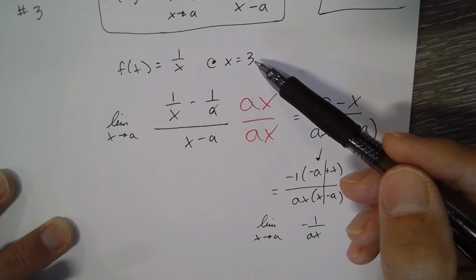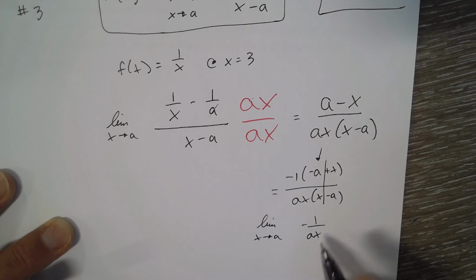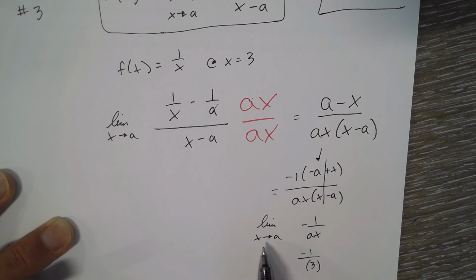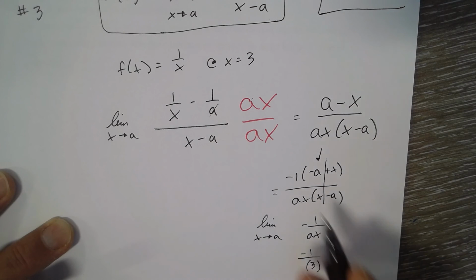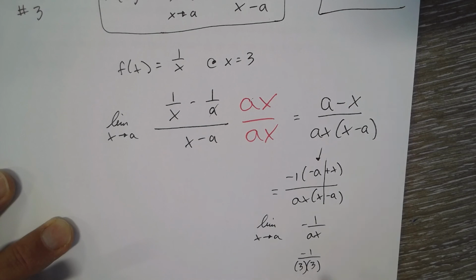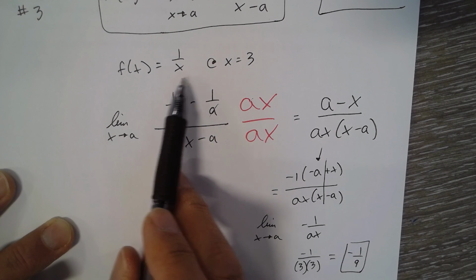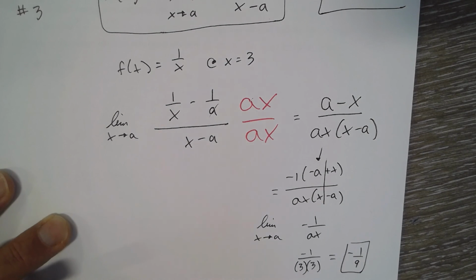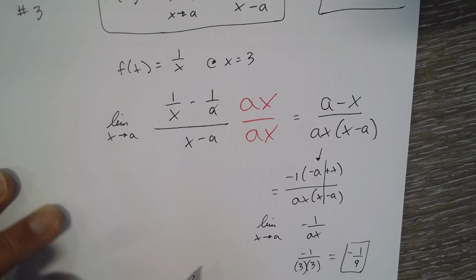And we said x is 3. And we also said that x and a are going to be the same thing. So I'll make a also 3. So we get negative 1/9. That's the slope of 1 over x at x equals 3.